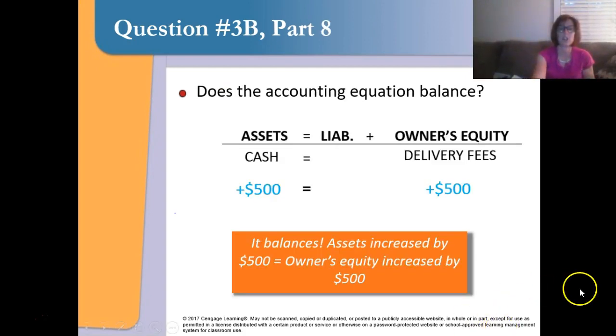And if we look at this in terms of our accounting equation, we've got our cash over here. So we've got $500 in cash. Equals, we had no liability account impacted by this transaction at all. And we had $500 from the owner's equity side because of revenue. And so we remain in balance.